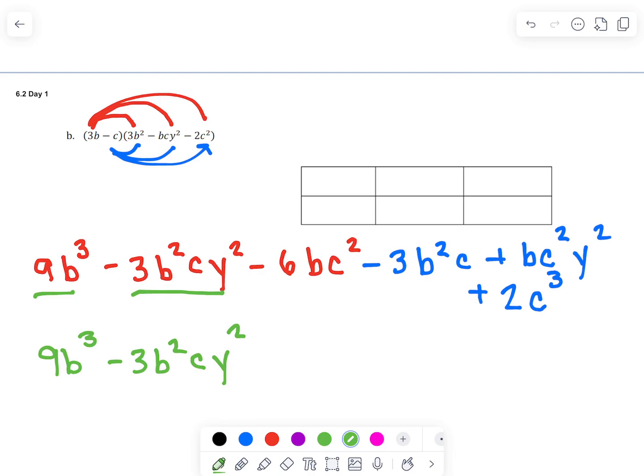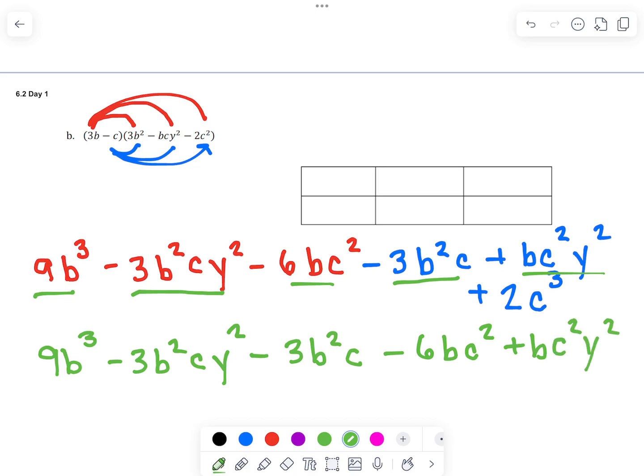Then we look at minus 3b squared c by itself, minus 6b squared c squared, plus bc squared y squared, and then plus 2c cubed.